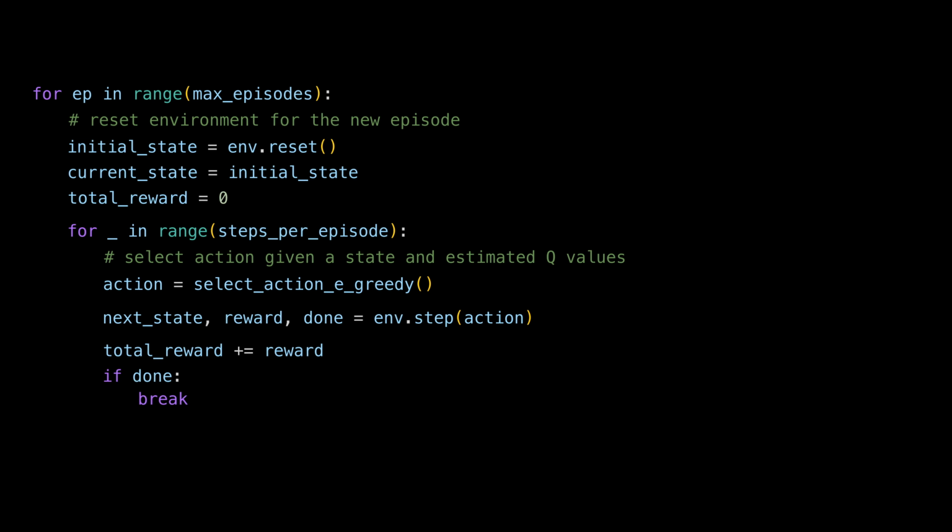At this point, the learning algorithm updates its estimate of Q using the newly observed experience. This update step is the main difference between the algorithms we'll study, but regardless of the specific update rule, the surrounding structure remains mostly the same.